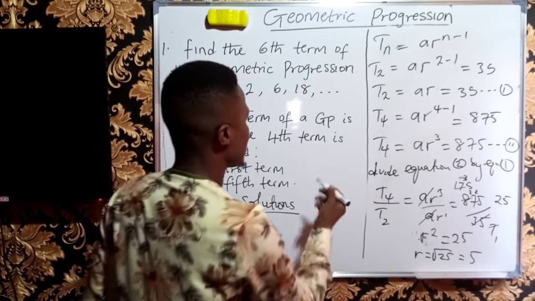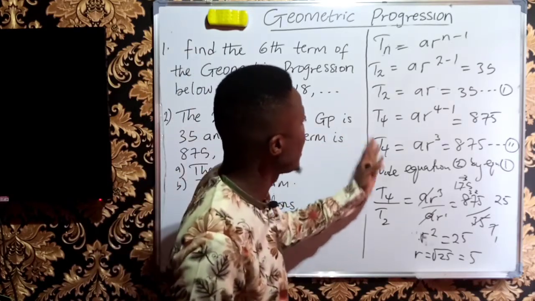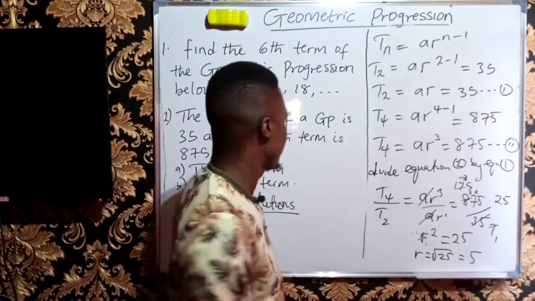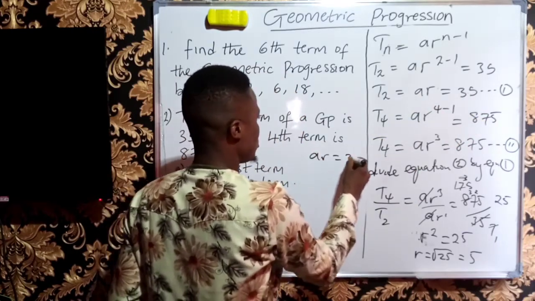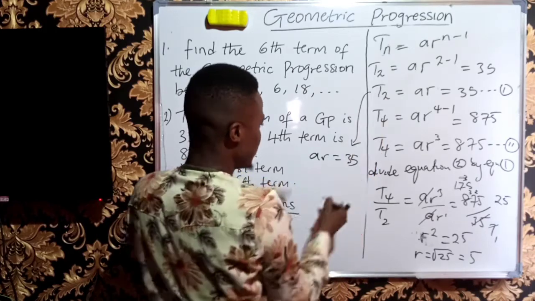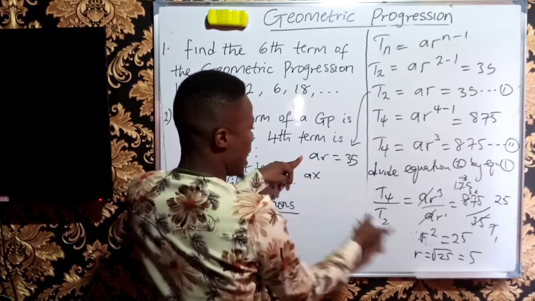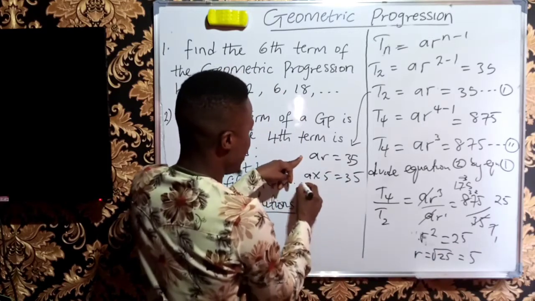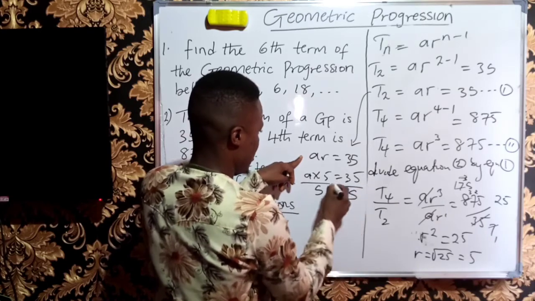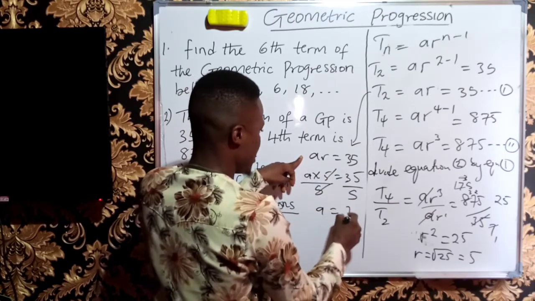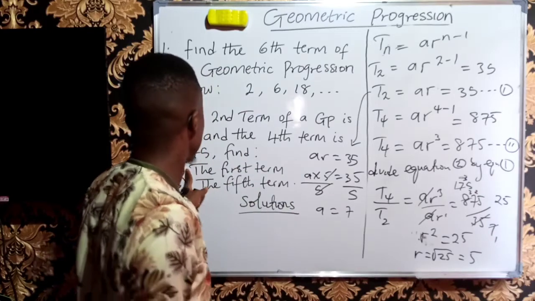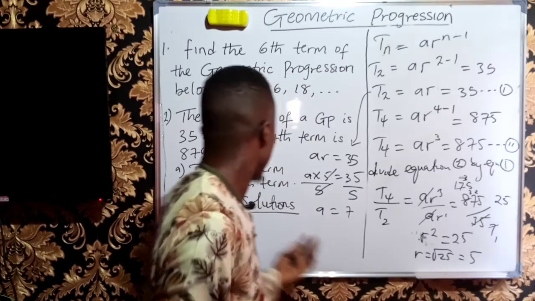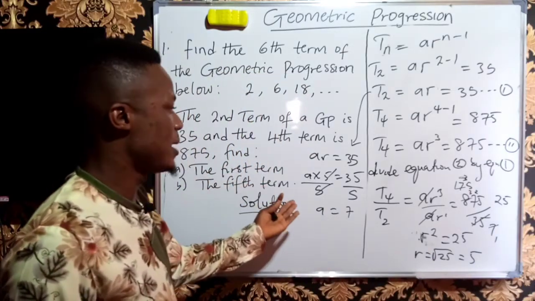So having got R as 5, I can go ahead to get my A, because from equation 1, I have that AR is equal to 35. So if AR is equal to 35, it means that A times R, which is now 5, will be 35. So I will divide both sides by 5. 5 cancels out. So A will give me 7. So my first term, I've answered question A. My first term is 7. My common ratio is 5. With this, I can now get the fifth term.